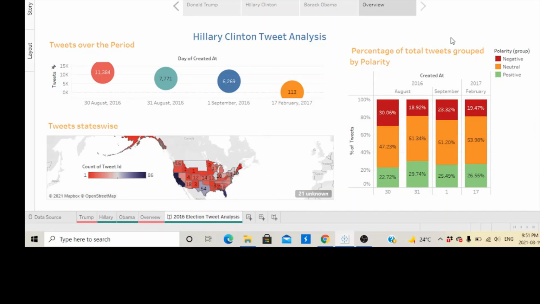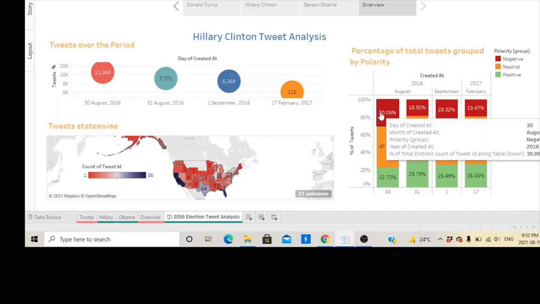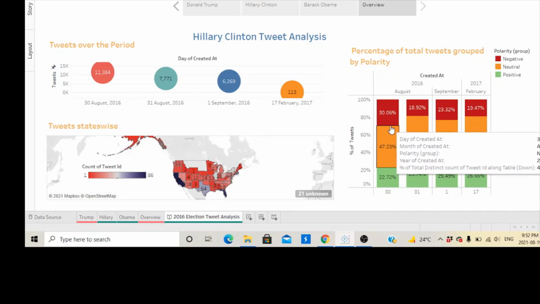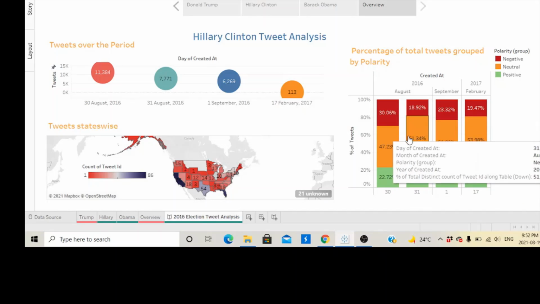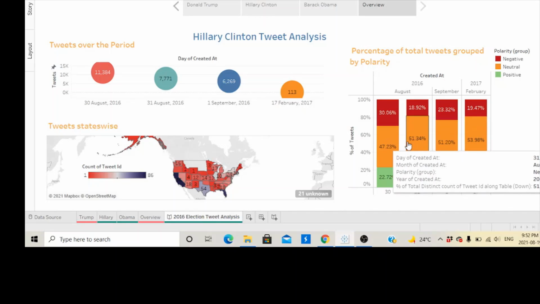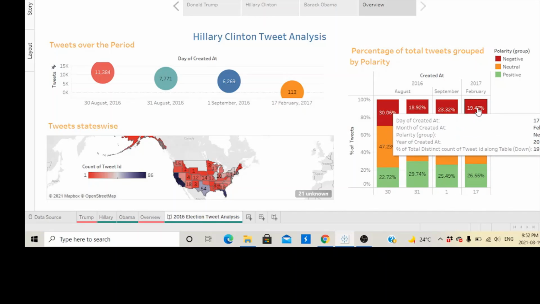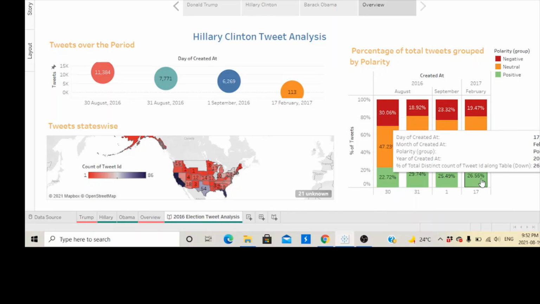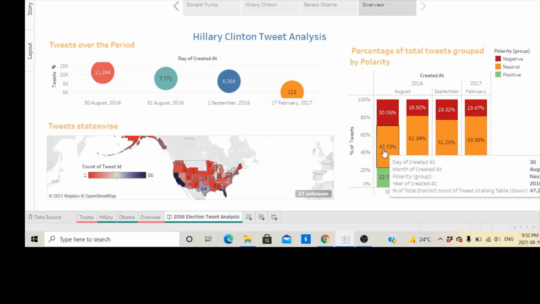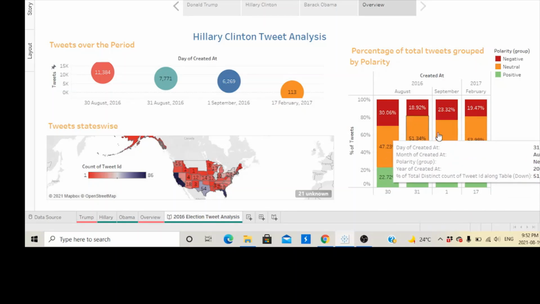Now we talk about the polarity. The chart represents the polarity. It gives the individual percentage for negative, positive, and neutral polarities. We can clearly observe that for Hillary Clinton, the negative polarity is less, as well as the positive polarity, but the neutral polarity is more for her.